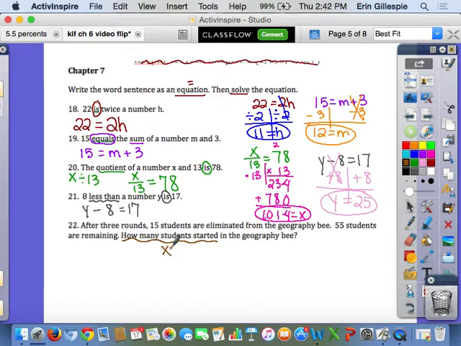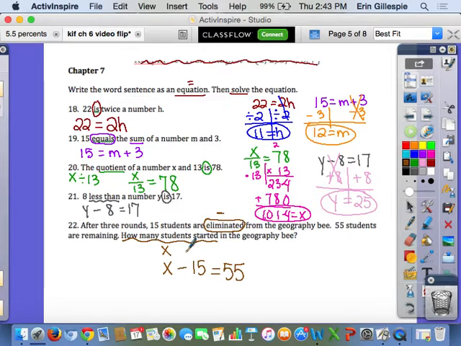So it says after 3 rounds, 15 students are eliminated from the geography bee. 55 students are remaining. Remember, another hint I give my students is look for a total in the problem. That number is going to be by itself on one side of your equal sign. 55 students are remaining, to me, sounds like a total. So I know it's going to be something equals 55. So what happened with the x and the 15? Well, x is how many students started. 15 students were eliminated. Well, eliminated sounds like what operation to you? Sounds like subtraction to me. So that means I started with x and I eliminated 15. So x minus 15 equals 55.